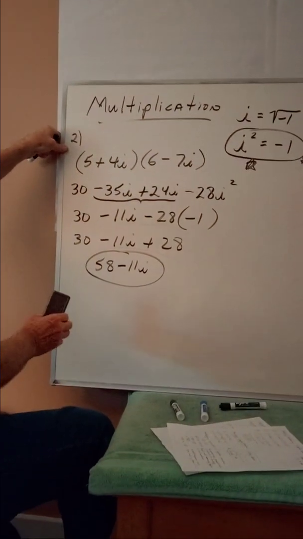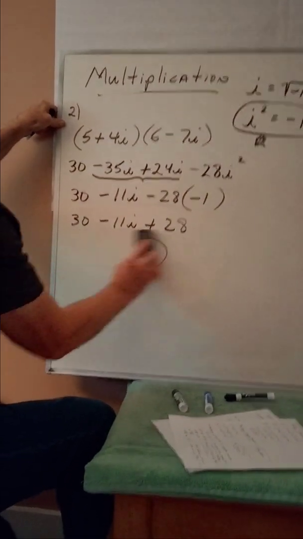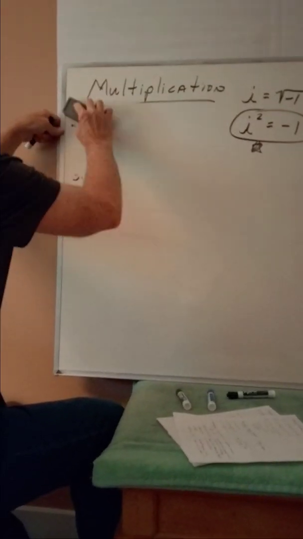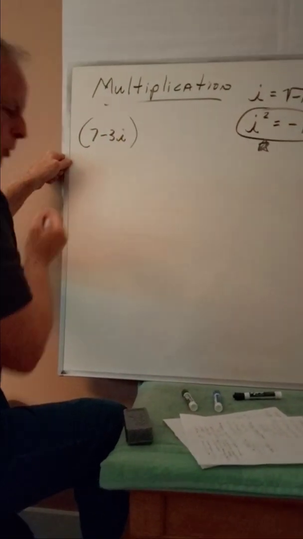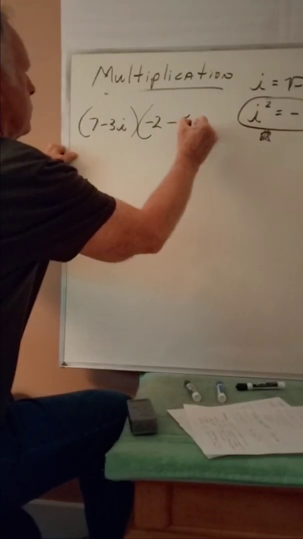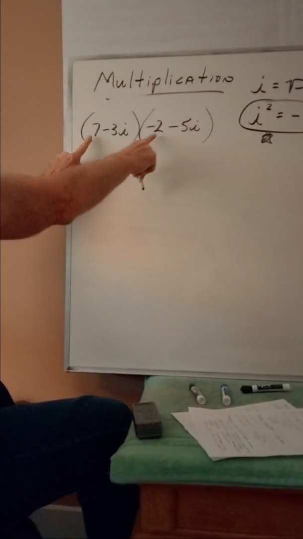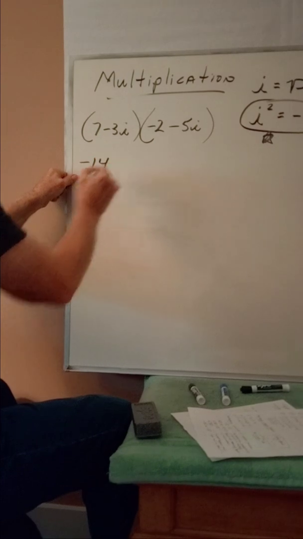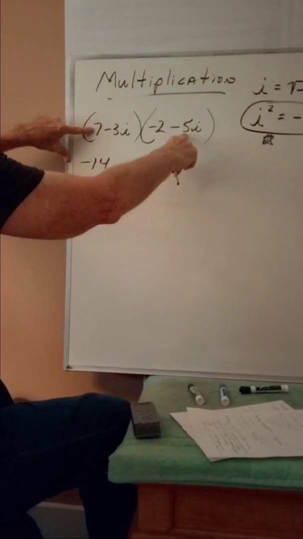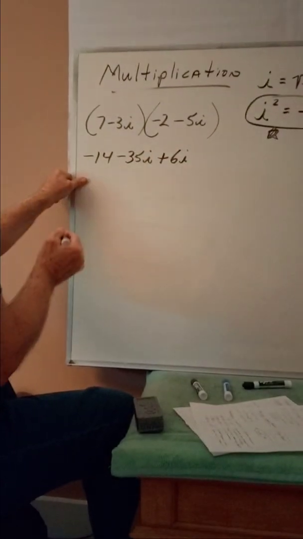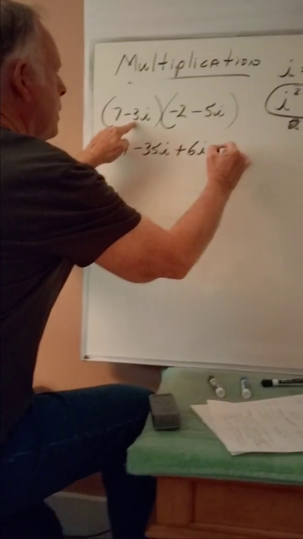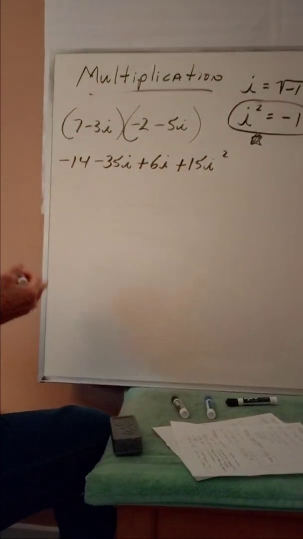A very basic procedure to do, as long as we are aware of the rules. One last one right in here: the quantity of 7 minus 3i multiplied by the quantity of -2 minus 5i. First terms, -14. Outer, -35i. Inner, positive 6i. Last, positive 15i squared. Down.